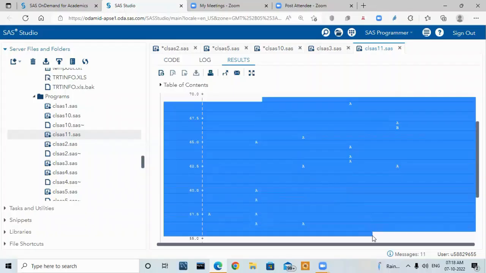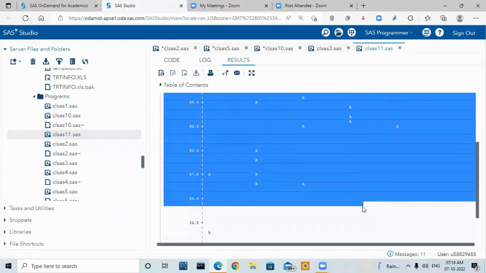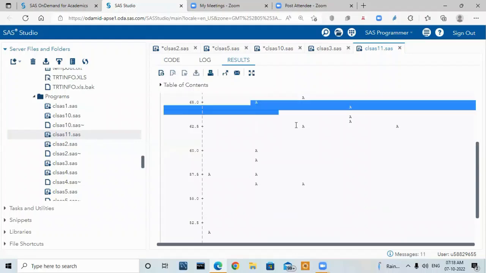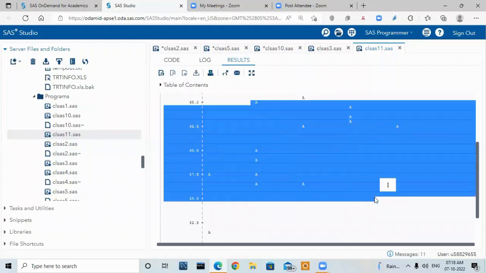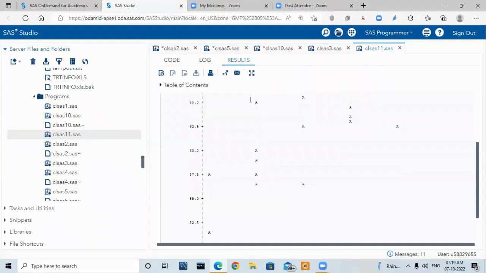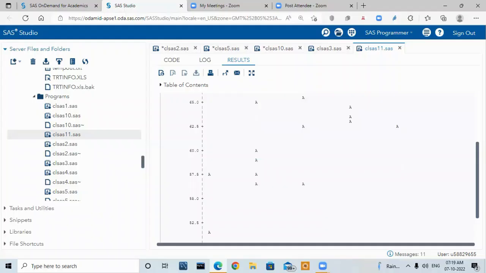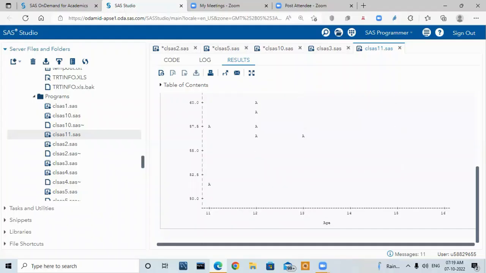Here the relationship is not a perfect relationship. You can see it is a scatter plot. Scatter plot means the points are scattered, not arranged in a line. Understood? It's an example of a scatter plot. All the points are scattered between the x and y axis.